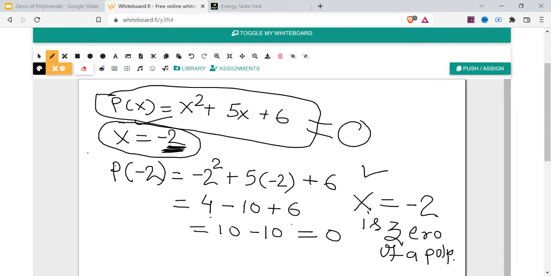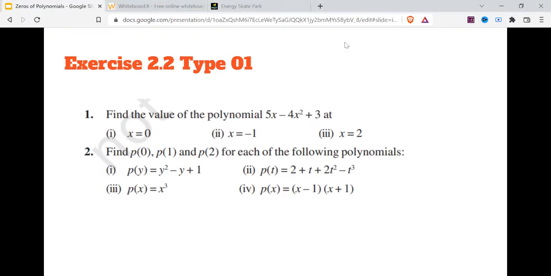Okay, so let's do one more example from the exercise which I have shown you. This question says you have a polynomial 5x minus 4x square plus 3, and it says find the value at x equals 0, x equals minus 1, and x equals 2. It is only saying just find the value. We will do two things: we will find the values, and we will also answer whether each is a zero of the polynomial or not. So let's do that.